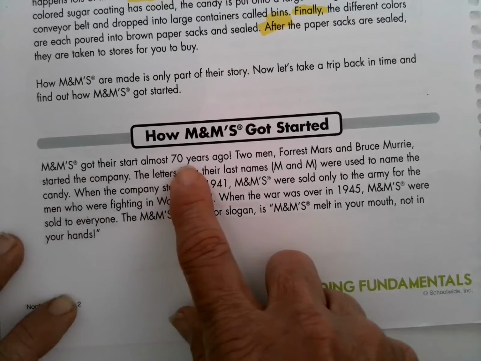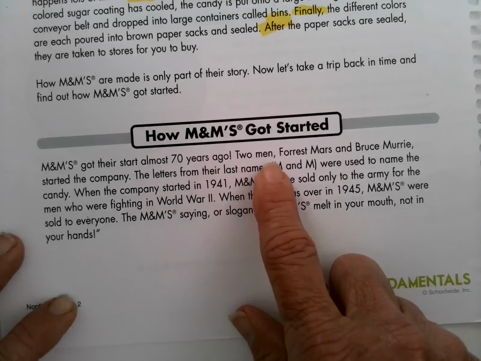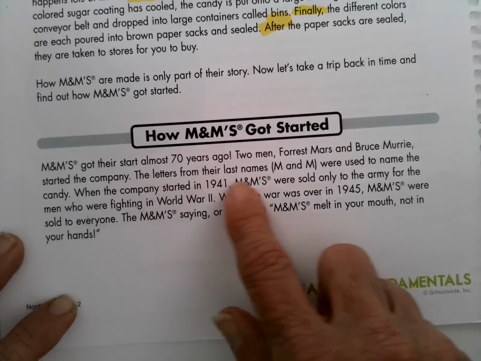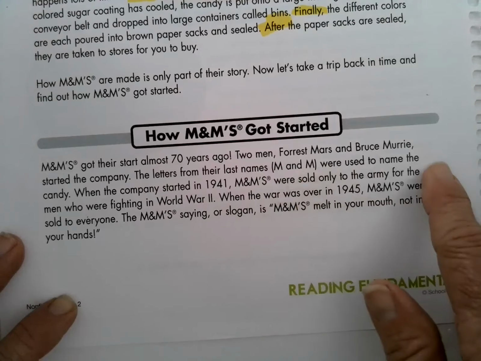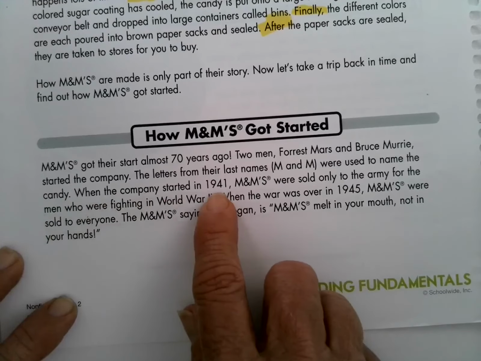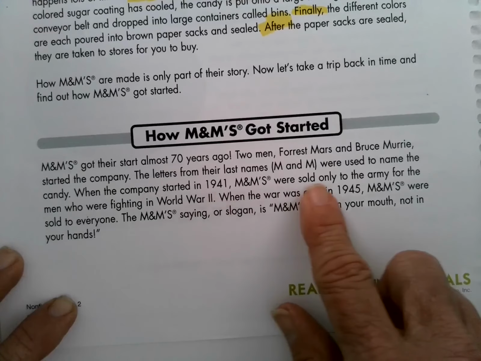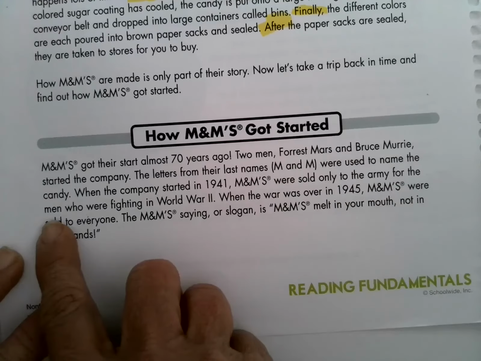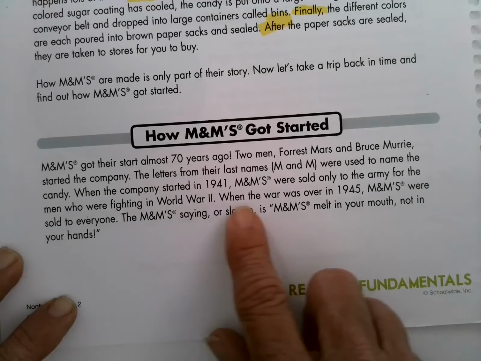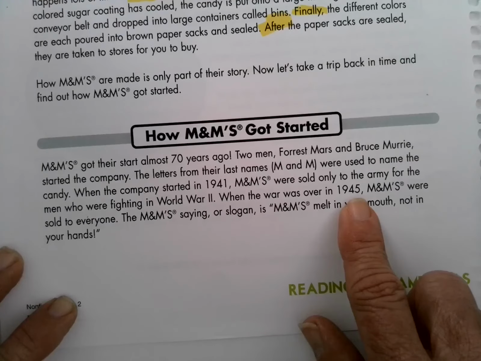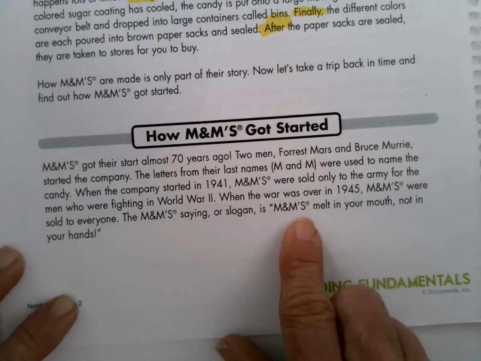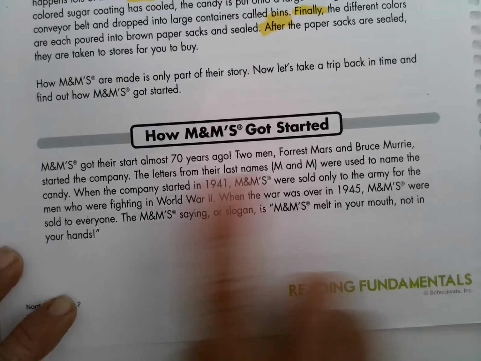M&Ms got their start almost 70 years ago. Two men, Forrest Mars and Bruce Murray, started the company. The letters from their last names, M&M, were used to name the candy. I didn't know that. When the company started in 1941, M&Ms were sold only to the army for the men who were fighting in World War II. When the war was over in 1945, M&Ms were sold to everyone. The M&Ms saying or slogan is, M&Ms melt in your mouth, not in your hands.